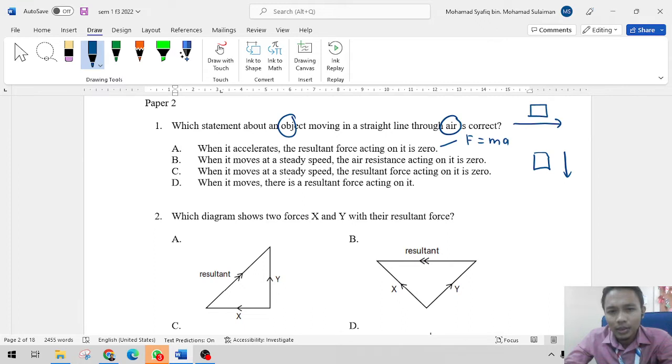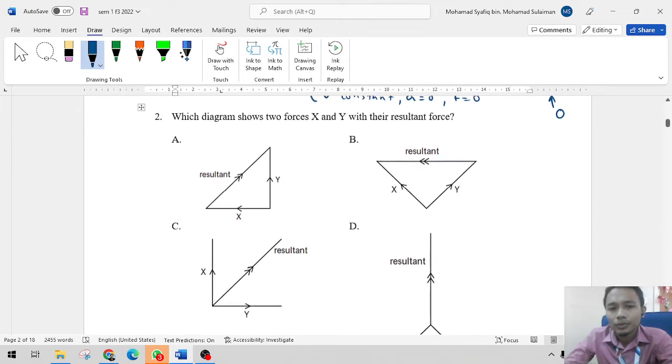So at steady speed, F equal to ma. So at steady speed a is 0, so the resultant force is 0. Okay, when it moves, is there a resultant force? Not necessarily, because if v is constant, like c, then a is 0. So F resultant is 0.